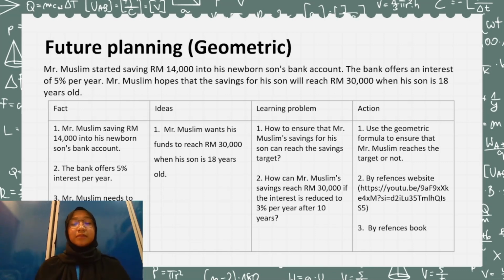And how can Mr. Muslim's savings reach 30,000 ringgit if the interest is reduced to 3% per year after 10 years? The action: we use the geometric formula to ensure whether Mr. Muslim reaches the target or not, and also use reference websites and reference books.